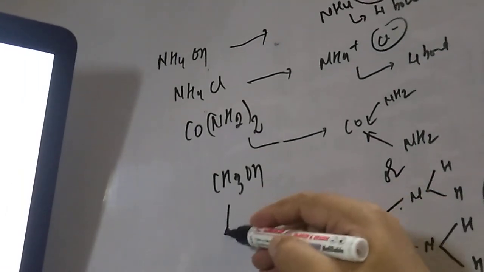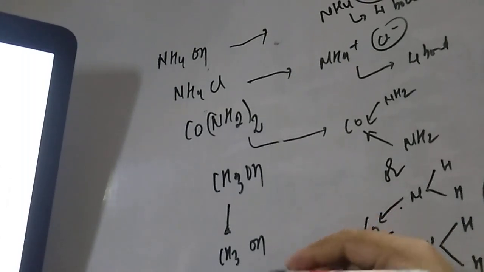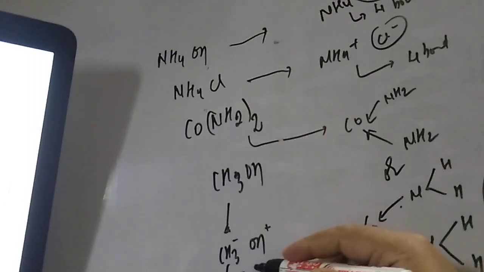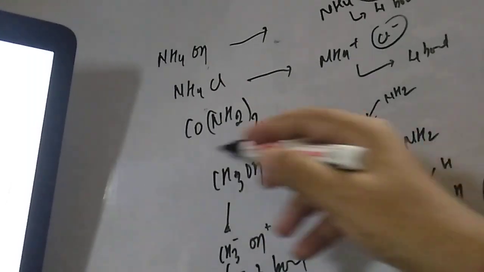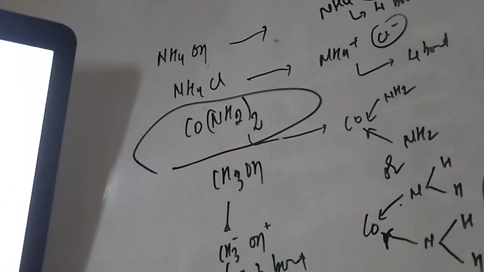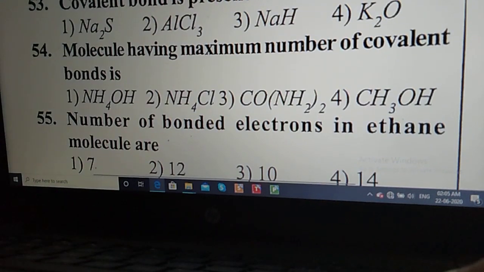If you come to this one, students, this is also ionizable, CH3 and OH. Okay, CH3 minus, OH plus, like this. So it will be having 3 bonds. So the correct option will be option number 3, CONH2 twice.